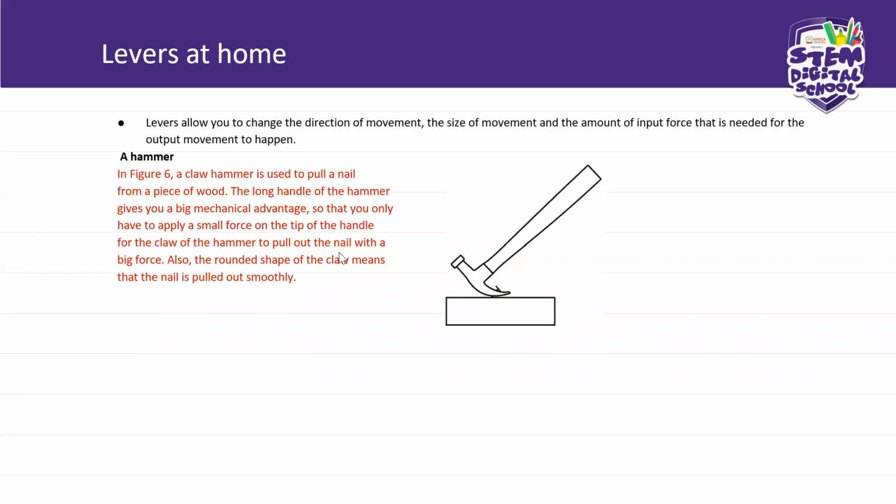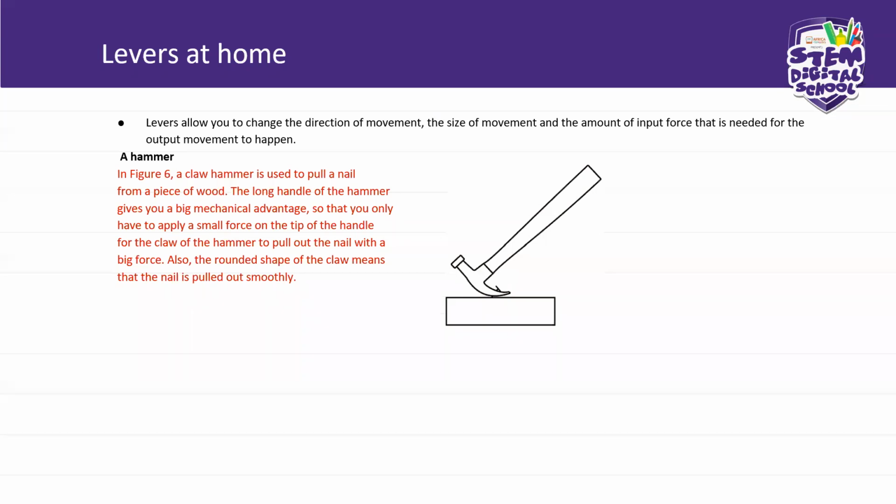Now, in that slide, you saw a claw hammer being used to pull a nail from wood. The long handle of the hammer gives you big mechanical advantage. As I said, if you had to pull this with your hand, you would take the whole day. So you want something that will make your life easier. So you only have to apply a small force on the tip of the handle for the claw of the hammer to pull out the nail with a big force.